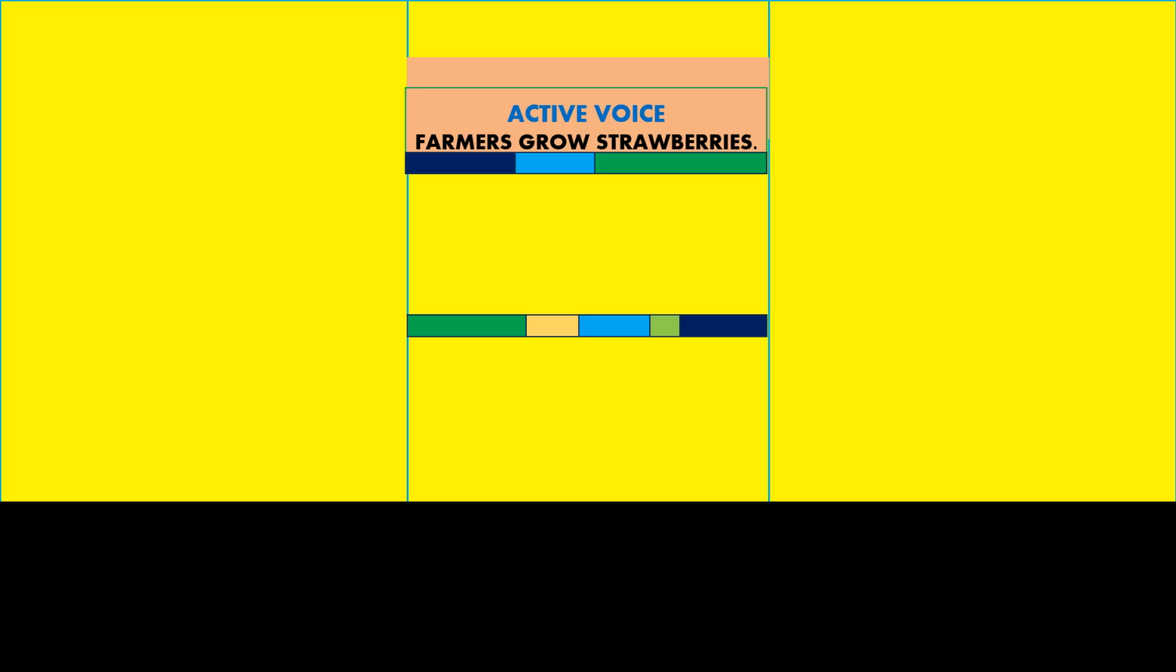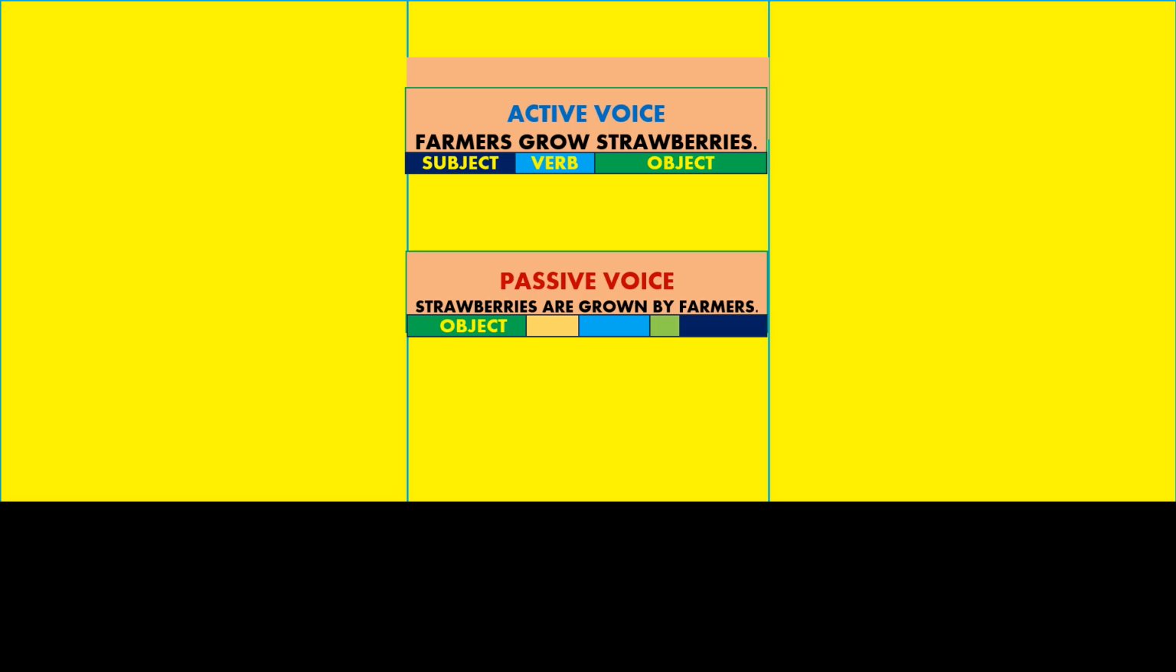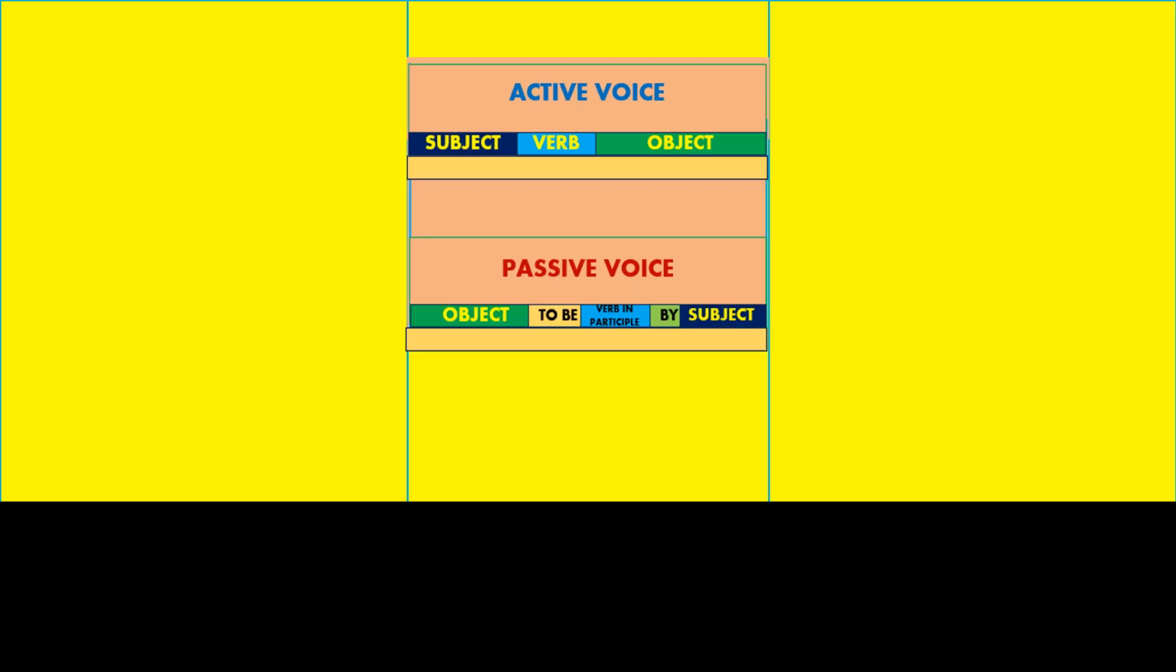For example, active voice, farmers grow strawberries. Passive voice, strawberries are grown by farmers. That's the structure. Object, verb to be, verb in participle, by subject. The structure for passive voice.